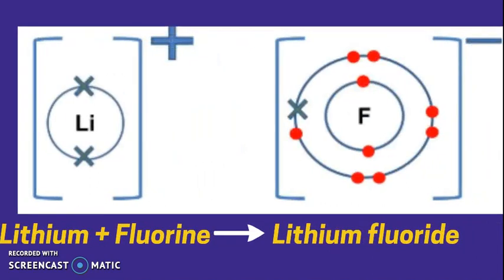This is exactly the same as the previous one, because you've got a group 1 element, lithium, and you've got a group 7 element, fluorine, to make lithium fluoride. Again, 1 electron from the outer shell has travelled over and transferred over to fluorine to make lithium fluoride. Again, the charge, it's only given 1 electron away, so this has become positive and this one's become negative.